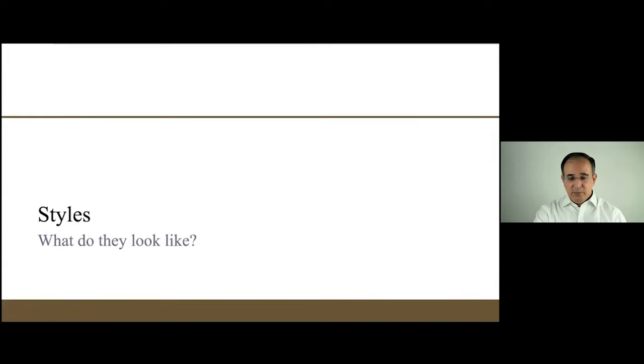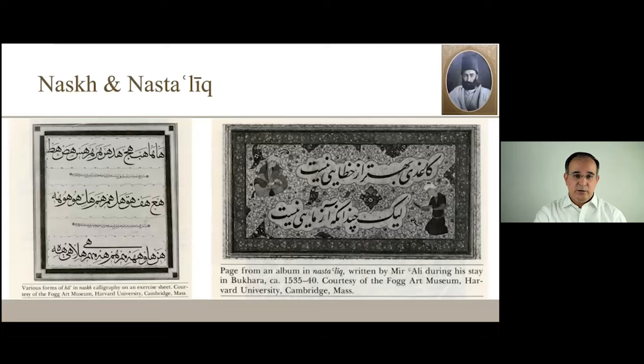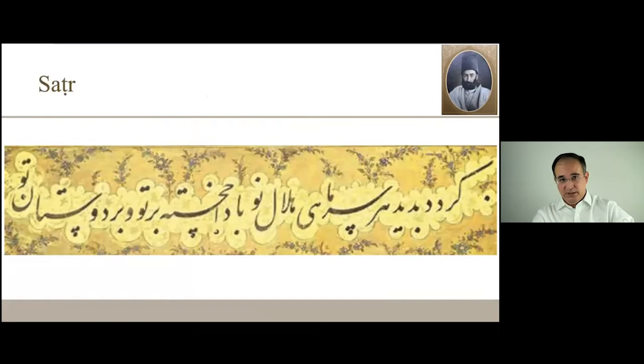So I'm going to have a quick look at the kinds of styles that we have in calligraphy and how they look. The image on the left is an example of the Naskh style, and you could see that the element of straight lines is quite visible in it. The one on the right is a 16th century calligraphy written by Mir Ali, one of the great masters of Nastaʿlīq. If you compare it with contemporary styles of calligraphy, it's significantly different, and you could also see the evolution of the Nastaʿlīq script there. So the one on the left is Naskh, the one on the right is Nastaʿlīq.